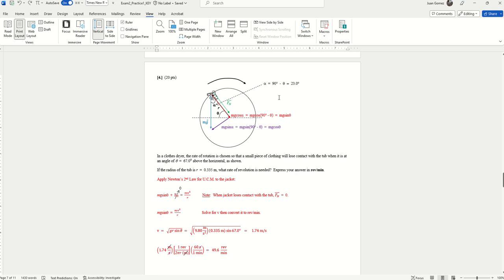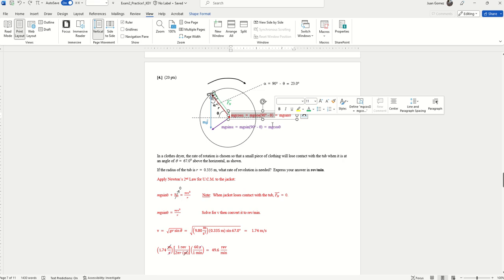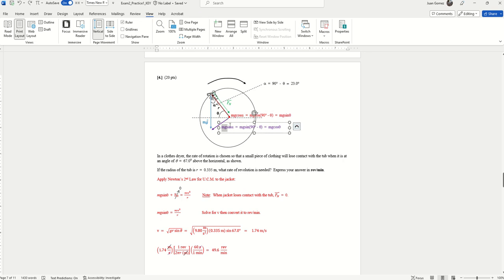Well, remember, what is alpha? Alpha is 90 minus theta. So there's just a basic trig identity. The radial component is mg cosine alpha, or mg cosine of 90 minus theta. Well, the identity is the cosine of 90 minus theta is the sine of theta. And likewise, the purple component is mg sine alpha. Alpha is 90 minus theta, so it's mg sine of 90 minus theta. Well, the sine of 90 minus theta is cosine theta.